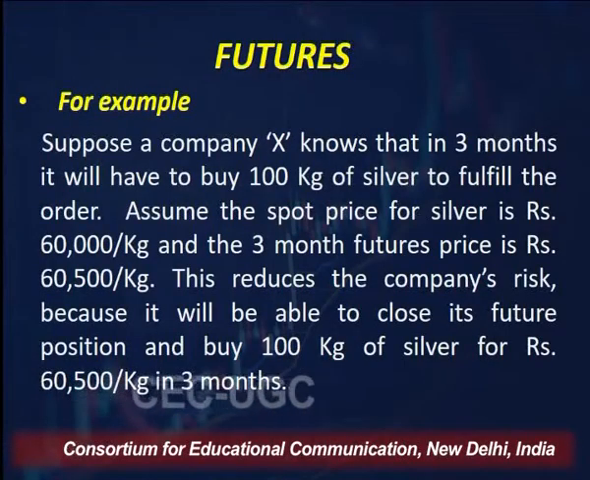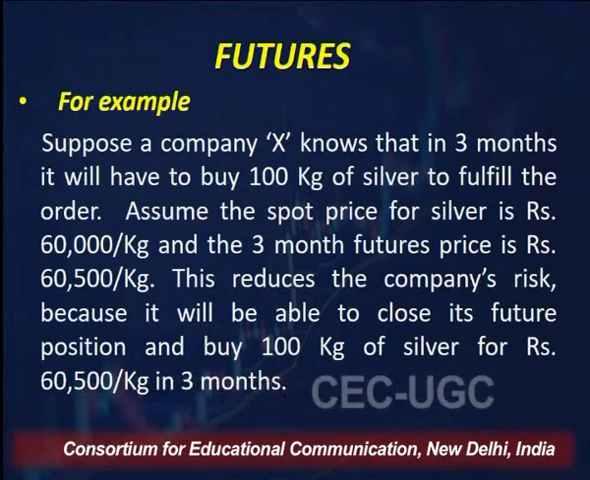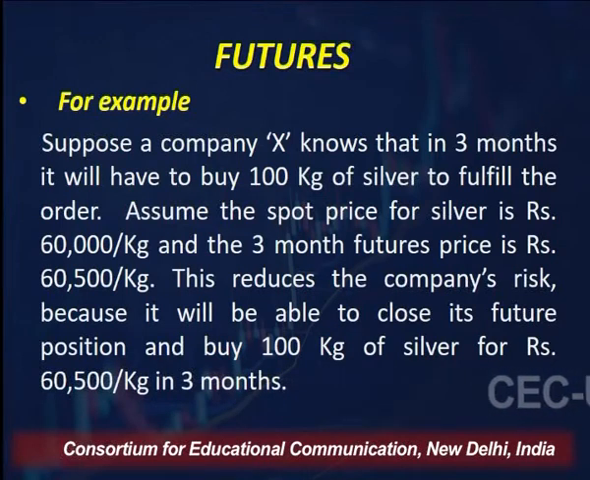See the order. Assume the spot price of the silver is 60,000 rupees per kg, and the 3 months future price is 60,500. Why will you ask me that there is a difference between the current price and the future price? This difference is there when the market is bullish, when people are expecting that silver prices will go up further, means the silver prices are going up, right?